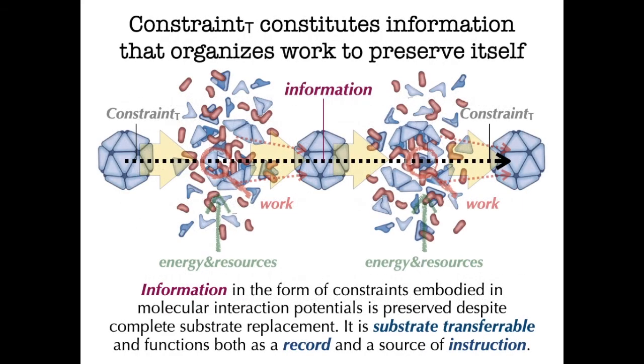This circular relationship between constraint and work is exemplified in autogenic self-propagation, and the analogy to viral genetics helps to show why information is constraint, which is preserved from one cycle to the next despite complete substrate replacement. This both provides a record and a source of instruction for organizing the work required to preserve this same capacity. The critical property of constraint is its substrate transferability. This enables constraints to preserve a trace of past instantiations and past work. In other words, referential information.